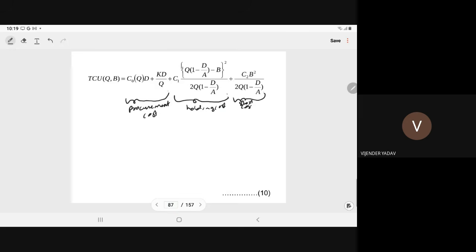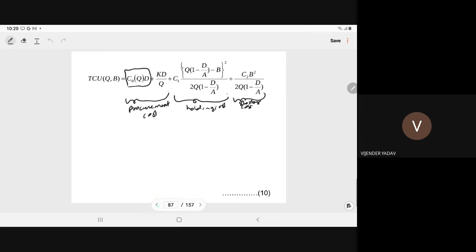Shortage cost. If you notice, instead of C naught, we have written C naught Q. Whatever quantity you are purchasing, if you are purchasing 50 units, then we have a different TCU. If you are purchasing 150 units, then we have a different TCU. If you are purchasing 750 units, then we have a different one. So depending on the quantity, here we have taken the TCU.